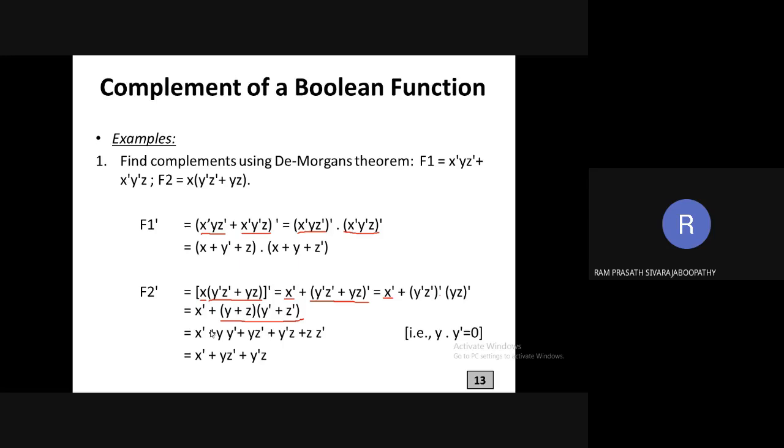Fine. What does complement mean? Complement means you have to apply the function whole bar. So for that, there will definitely be a situation where we use De Morgan's theorem. So this is the use of De Morgan's theorem to complement a Boolean function. Okay, fine. Next.